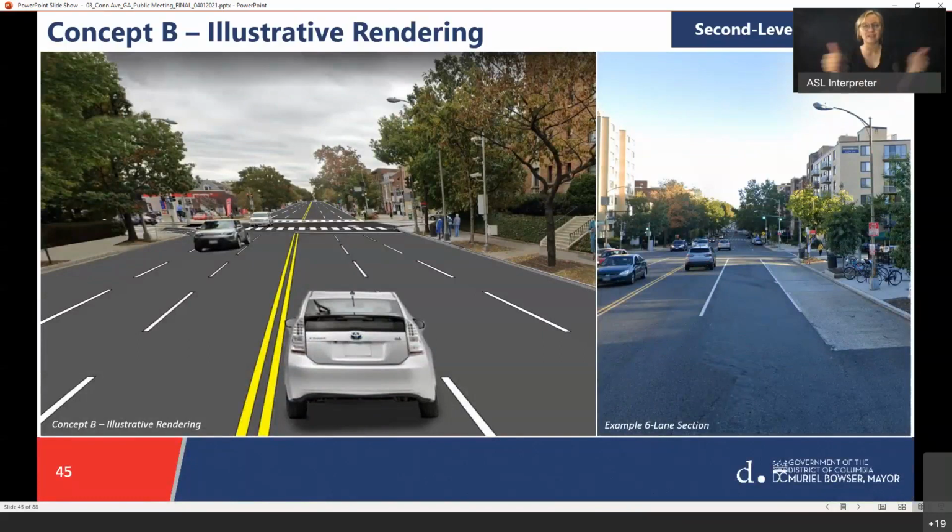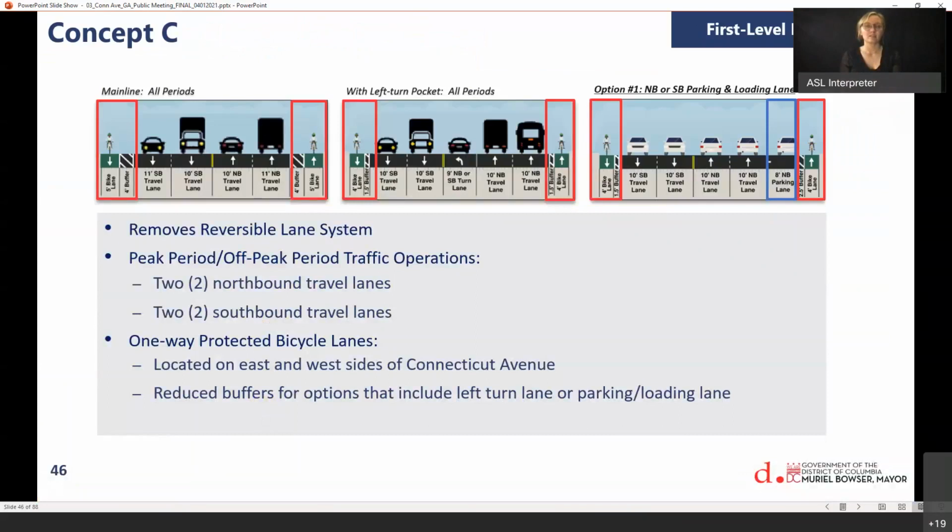Concept C removes the reversible lane system. During both the peak and off-peak periods, we're looking at 2 lanes in each direction. This does provide a protected bike lane on both the east and west side, as well as opportunities for left turn pockets and parking in commercial areas. Parking along the corridor would need to be removed as part of this option. Next slide.